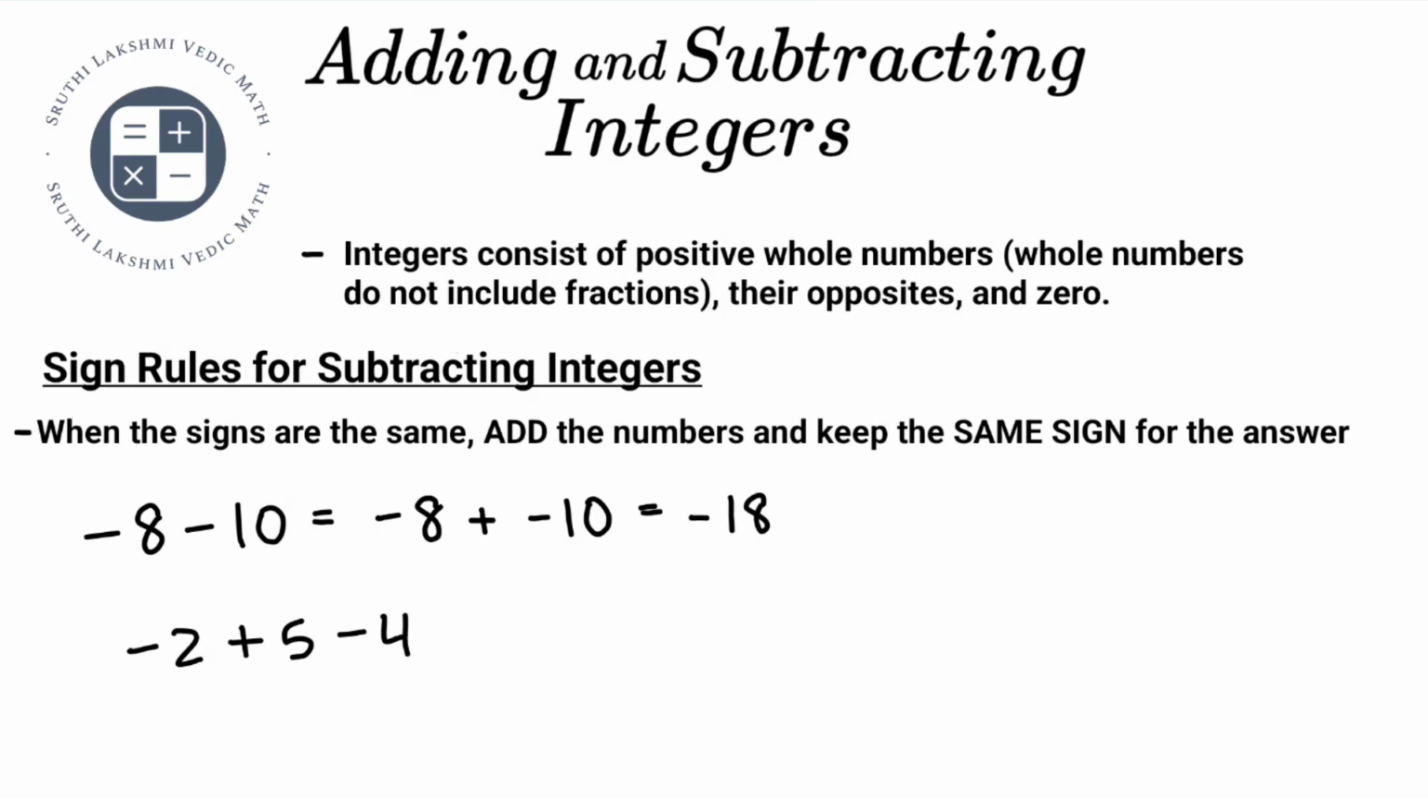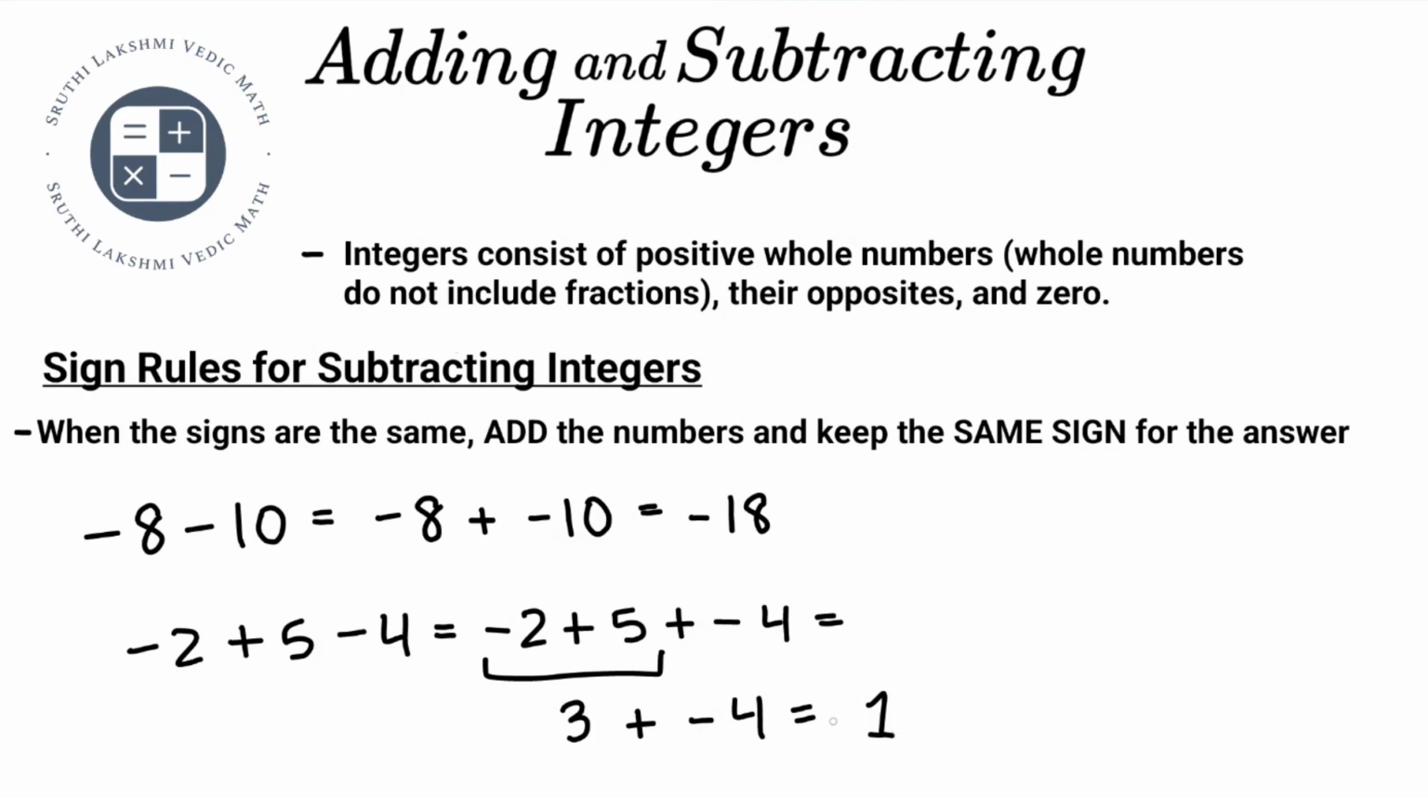Negative 2 plus 5 minus 4. So now here, let's convert this into all addition problem. Negative 2 plus 5 plus negative 4. So first, let's do negative 2 plus 5. Negative 2 plus 5 is 5 minus 2, which is 3, and the sign is positive. And 3 plus negative 4. So since the signs are different, we do 4 minus 3, which is 1, and keep the sign of the larger number, so negative 1.